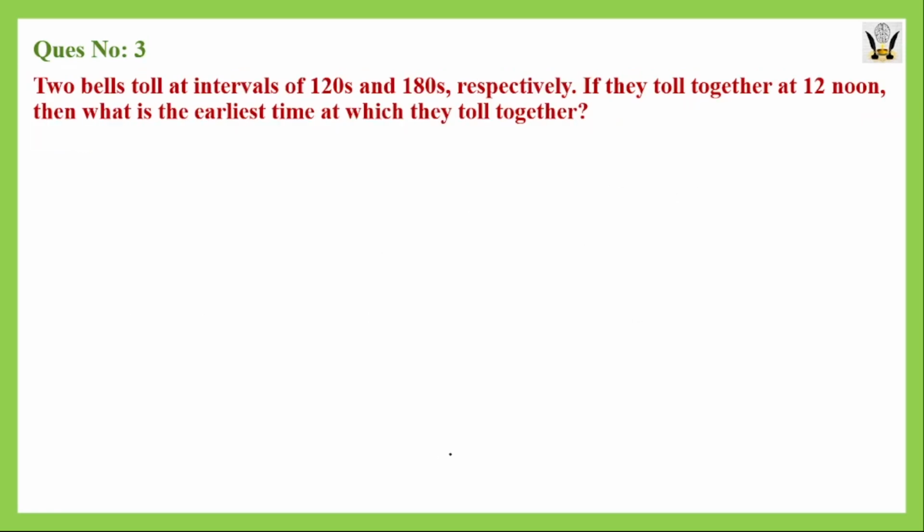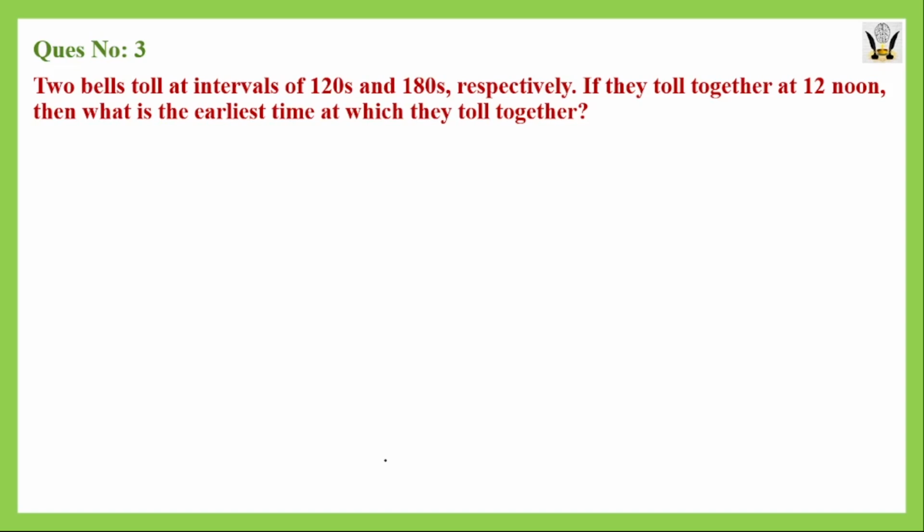Now the next problem sum says that two bells toll at intervals of 120 seconds and 180 seconds. So the first bell tolls at an interval of 120 seconds, and the second bell tolls at an interval of 180 seconds respectively. If they toll together at 12 noon, then what is the earliest time at which they will again toll together? So we have to find the earliest time after 12 when they will toll again together.